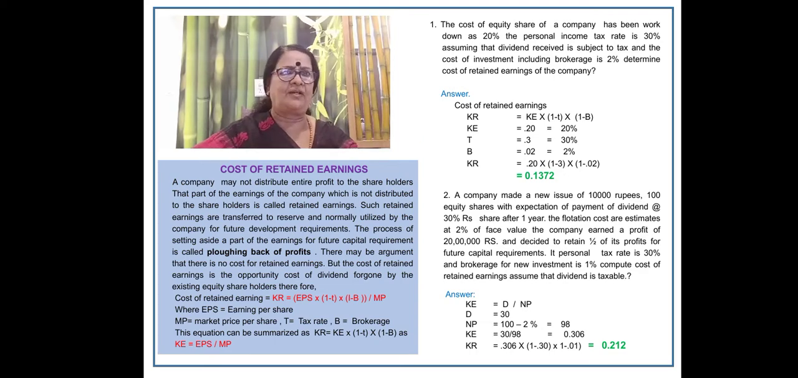The fourth problem you can work out yourself. It's also very easy. So we have completed our fifth session also, that is finding out the cost of retained earnings. And in the next session we are going to the last session of cost of capital, that is combined cost of capital. How to compute the combined cost of capital of a firm. Thank you very much.